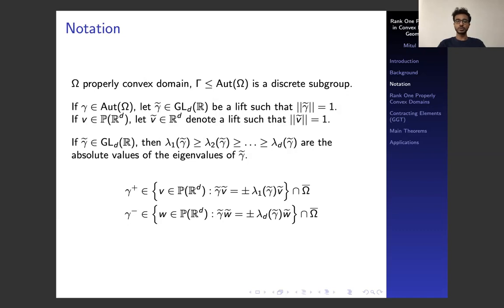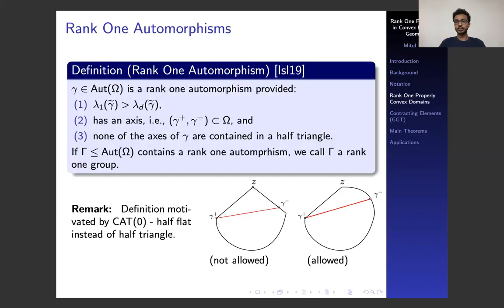Let us also introduce the symbols gamma plus and gamma minus. Gamma plus is a point in omega closure, which is an eigenvector for the matrix gamma tilde corresponding to an eigenvalue of maximum modulus. Similarly, gamma minus is a point in omega closure, which is an eigenvector for the matrix gamma tilde corresponding to the eigenvalue of minimum modulus. Now we are in a position to start discussing the main results of this talk.